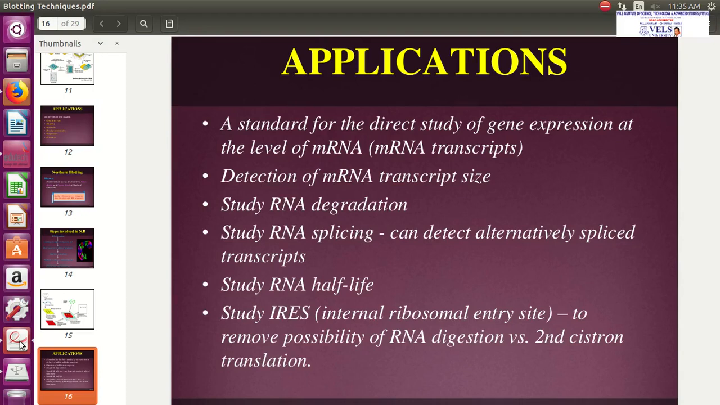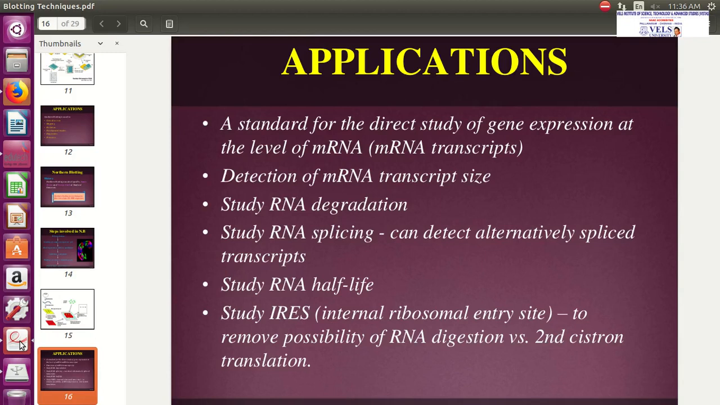So in Northern blotting, we isolate the RNA from the sample, and the RNA undergoes gel electrophoresis and will be bound to the gel, and after that it will undergo Northern blotting. Northern blotting is nothing but transfer of RNA into the filter membrane. The filter we use is nitrocellulose membrane.